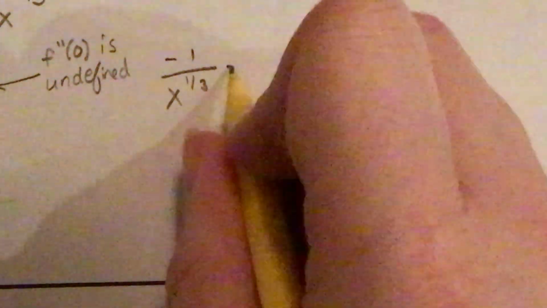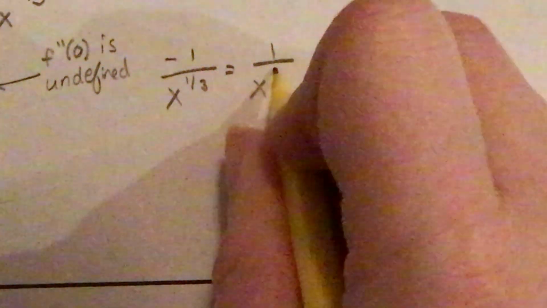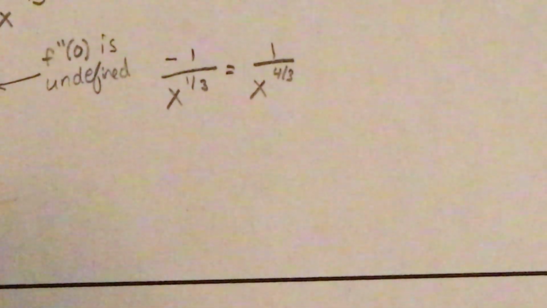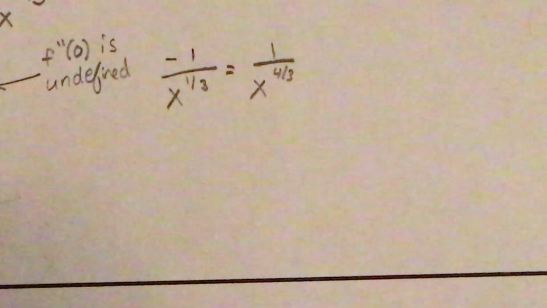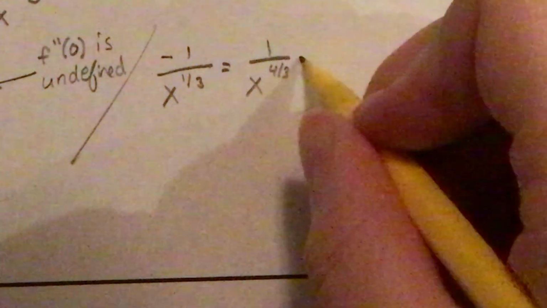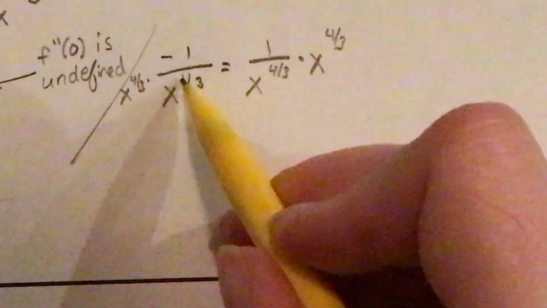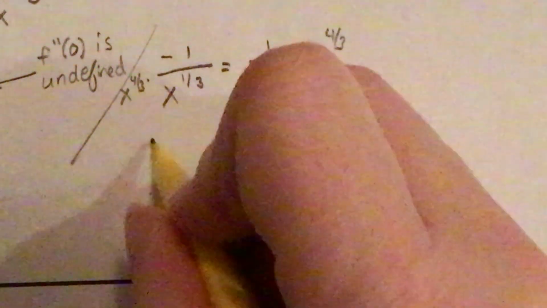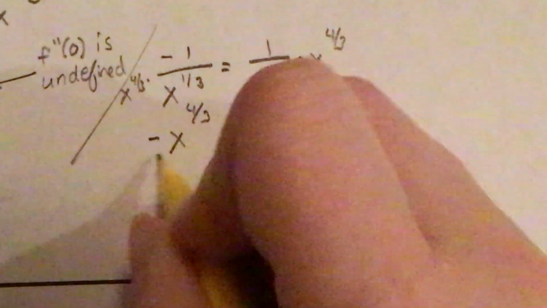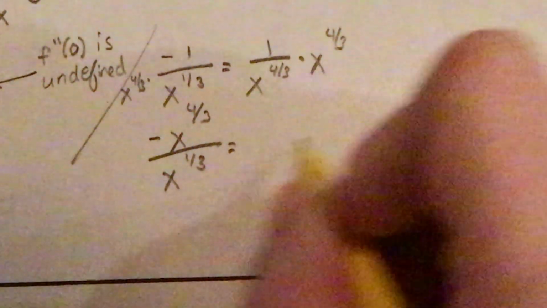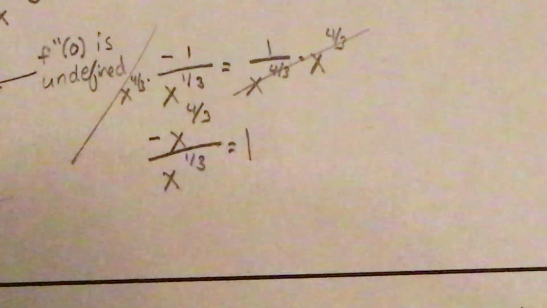Gonna do that rewrite. Negative 1 over x to the 1/3 equals 1 over x to the 4/3. Okay. There's choices on what to do next when solving. What I'm going to do is multiply times x to the 4/3 on both sides. I picked that one because it was bigger than 1/3. 4/3 bigger than 1/3. So this is negative x to the 4/3 over x to the 1/3 equals, hey, those cancel, so we're left with 1.